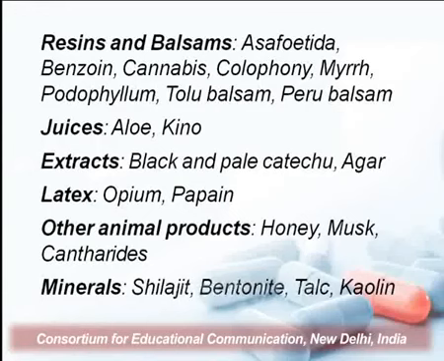Papain is a crude extract or the latex from papaya plant, and it is largely used as a source of papain enzyme. And other animal products that do not have any cellular structures are honey, musk and cantharides. Minerals like shilajit and bentonite, talc and kaolin also come under the unorganized drug categories.